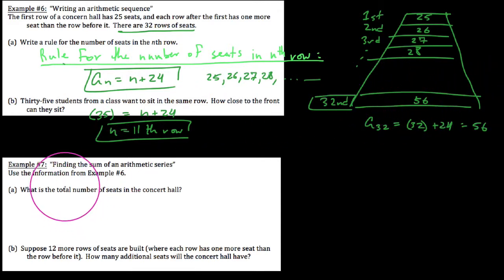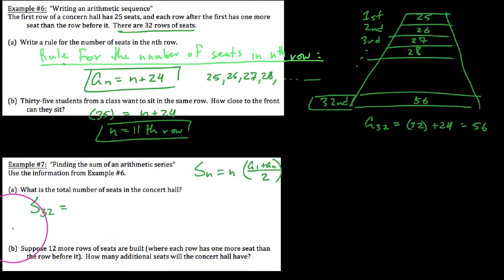What I want to do in this video is find the total number of seats in this concert hall. We could find this by finding the sum of the first 32 terms, or all 32 rows, of this concert hall. We do have a rule for the sum of an arithmetic series: the sum of the first n terms of something arithmetic is equal to n, the number of terms we have, times, in parentheses, the average of the first and last term. So when we ask for the total number of seats in this concert hall, what we're trying to find is the sum of the number of seats in the first 32 rows.